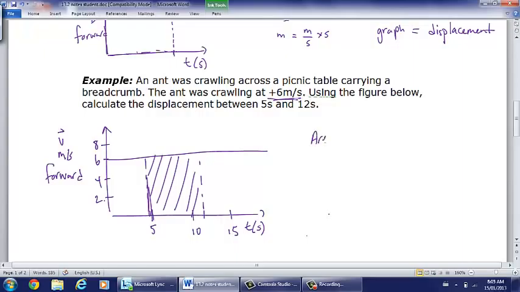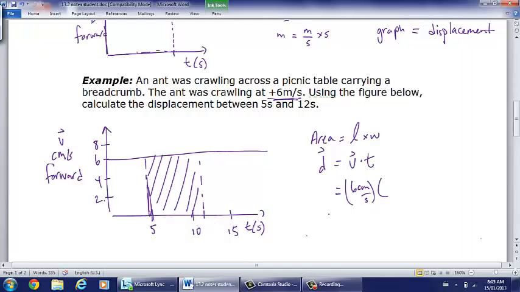So area equals length times width, meaning displacement equals velocity times time. Velocity is 6. Oh, this is centimeters. I wrote it as meters. Velocity is 6 centimeters per second.